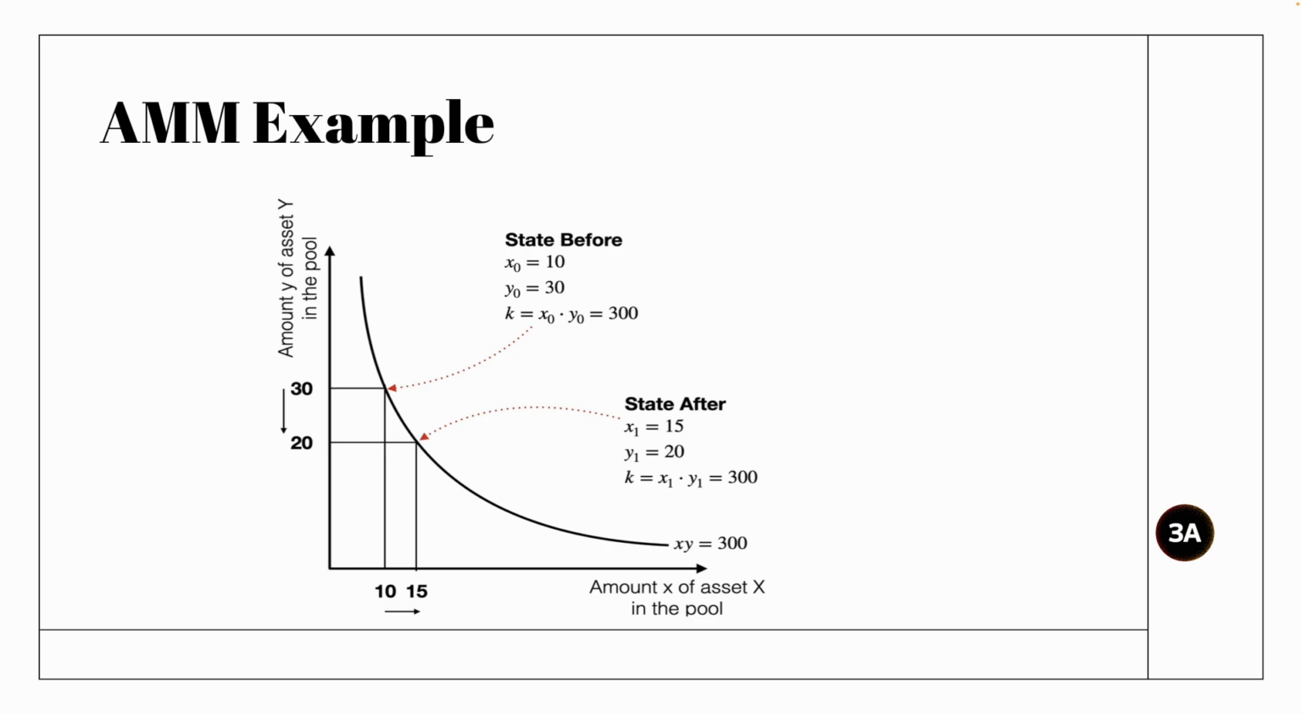Those are the two quantities. And you multiply them and you get the same constant, which is 300. So this is how a bonding curve functions. And this is how you can basically specify how many funds you would like to purchase or sell given a certain state of the market.